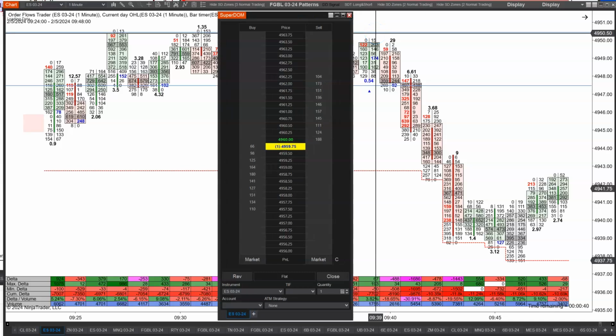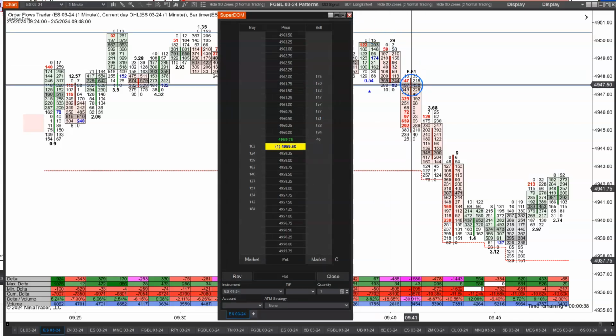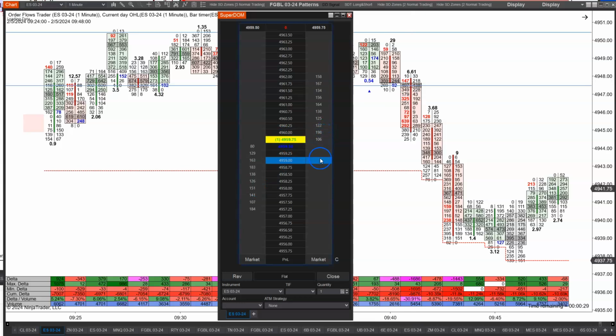Now, that's all well and good, but if you're watching a dome, this is why people get into these stupid semantic arguments. Oh, a footprint chart is not order flow. It is. It's orders that go in and trade. Okay? A dome is orders that go in and sit on the bid and the offer. They're not trading.